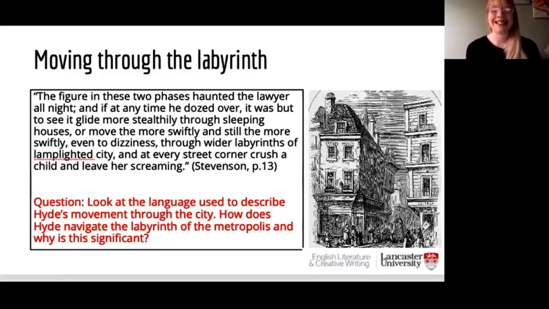So Hyde is, to extend the metaphor, the Minotaur in this labyrinth. He is one of the half-human monsters that Mal refers to. In the second part of this lecture as well, I will be discussing a little bit more about movement and mobility in the city.